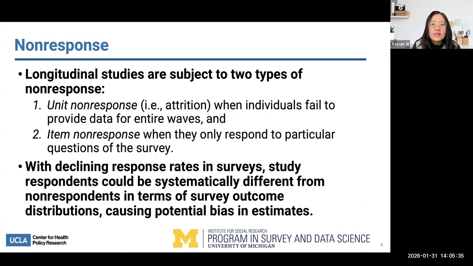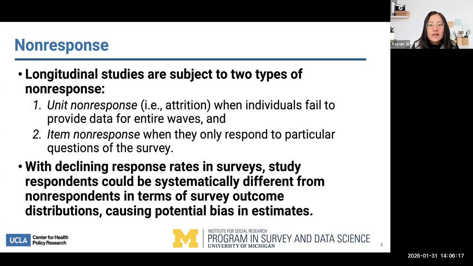In longitudinal studies, there are two main types of non-response. If one individual fails to provide data for the entire wave, we call this unit non-response, also known as attrition. But if the participant has agreed to join the data collection, but only provided answers to part of the questions, we have item non-response.